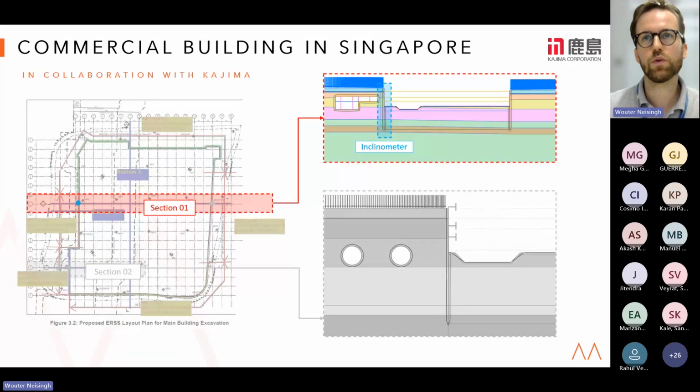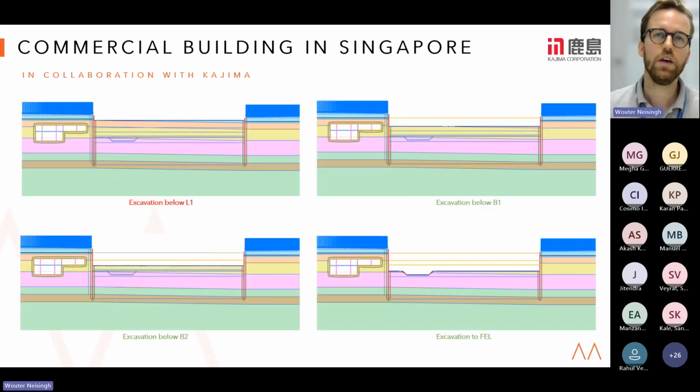So in this use case, we'll take a further look at the behavior of the inclinometer that was installed and how it relates to the design. The excavation phase for section 1 was as follows. You see these 4 different phases. There were a few more, but these were the most important ones that we'll highlight. You see L1, B1, B2, and final excavation level. B1, B2, and final excavation level are the ones that we'll be looking at more closely.